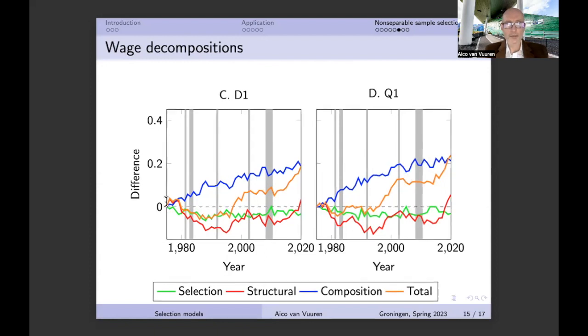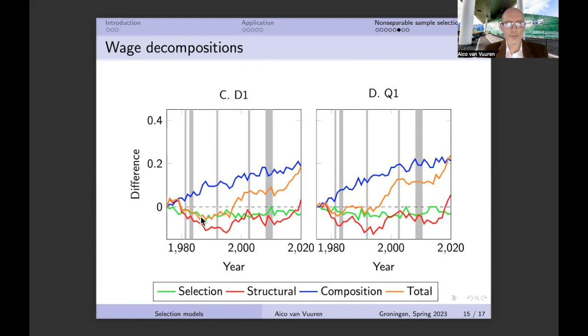And we do see that the composition effect can completely explain this, or actually even over-explains it, because the composition effect generally is much higher than the total effect. We see that at D1 and we also see it at Q1. That means that the structural effect generally is negative over here. It only turns positive here at the very last year. Again, that's true for D1 and actually also true for Q1.